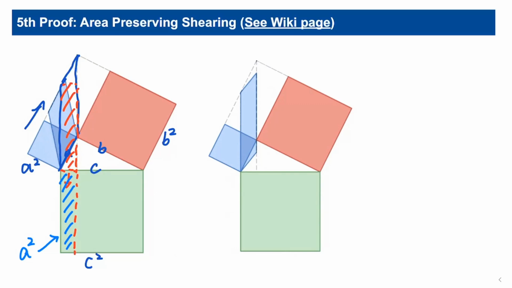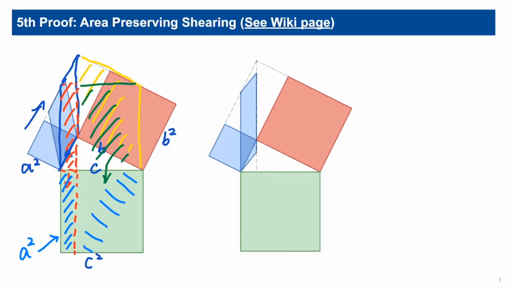Similarly, we transform the red square. We make it a parallelogram first, the gold parallelogram. Then we push it downward. It becomes this green rectangle. Then we move the green rectangle downward. It becomes this blue region. So the area of this region is just B squared. Then you see A squared plus B squared equals C squared.